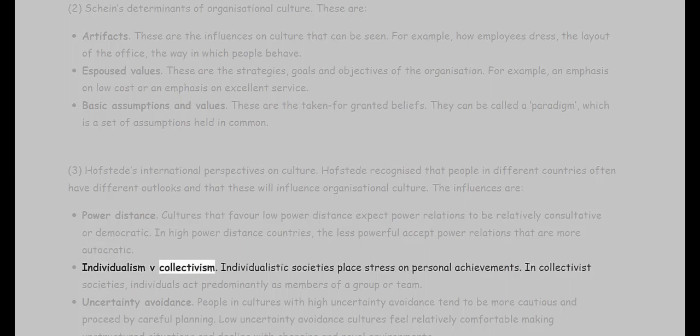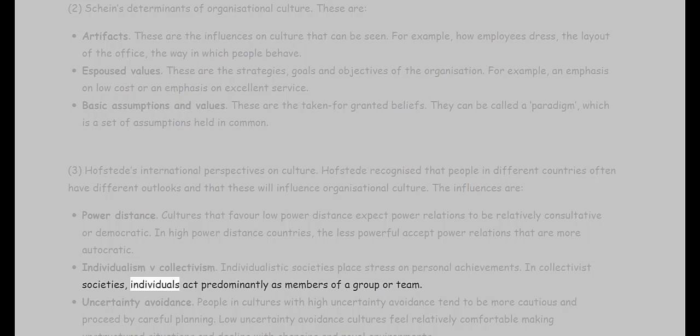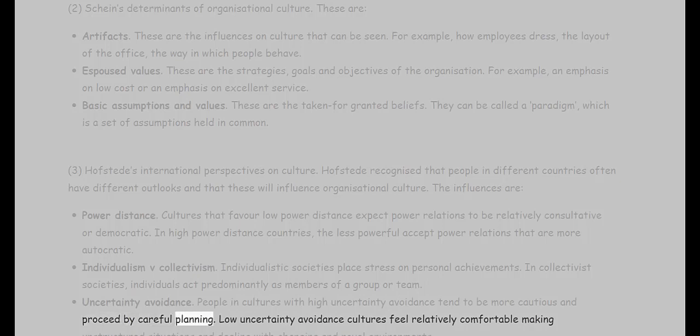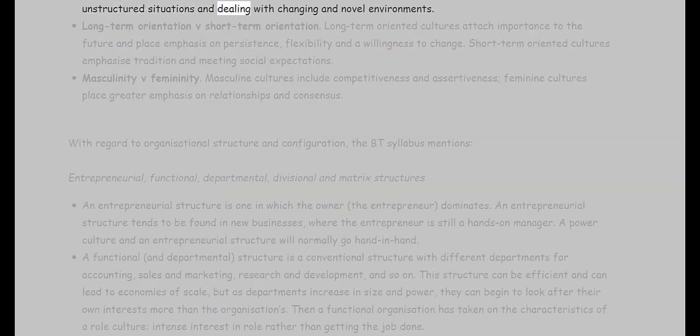Individualism v collectivism. Individualistic societies place stress on personal achievements. In collectivist societies, individuals act predominantly as members of a group or team. Uncertainty avoidance. People in cultures with high uncertainty avoidance tend to be more cautious and proceed by careful planning. Low uncertainty avoidance cultures feel relatively comfortable making unstructured situations and dealing with changing and novel environments.